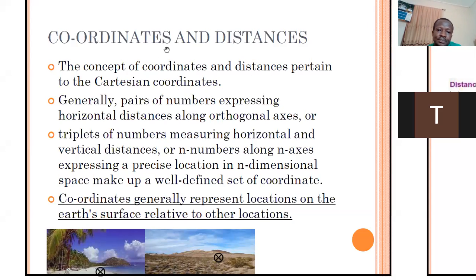We can talk about the Z as well. So triplets of numbers measuring horizontal and vertical distances. Really, coordinates are distances. That's another thing we should know. Coordinates are distances.